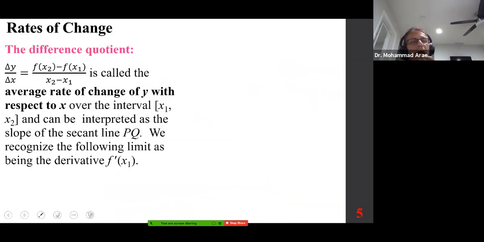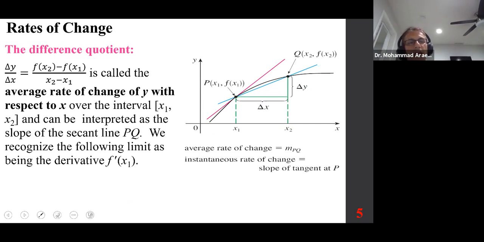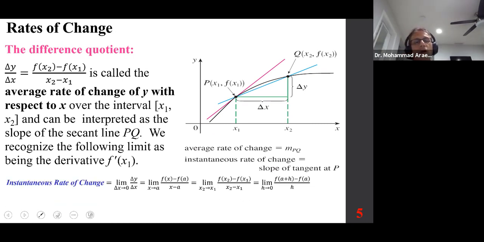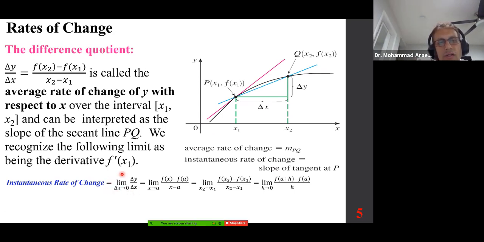Okay, this is the average rate of change of y with respect to x over the interval of x sub 1 to x sub 2, and can be interpreted as the slope of what? Okay, and that's the idea behind that, the average rate of change of y with respect to x. Now, instantaneous rate of change of y with respect to x is just taking this limit and letting delta x go to 0, or taking this limit and letting x go to a, or taking this limit and letting x sub 2 go to x sub 1, or taking this limit and letting h go to 0.